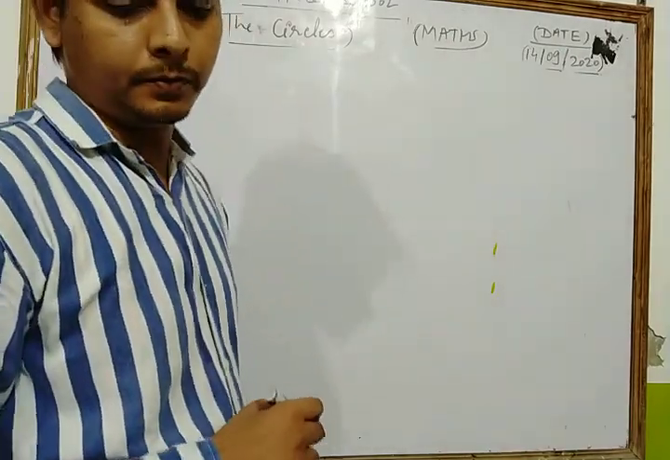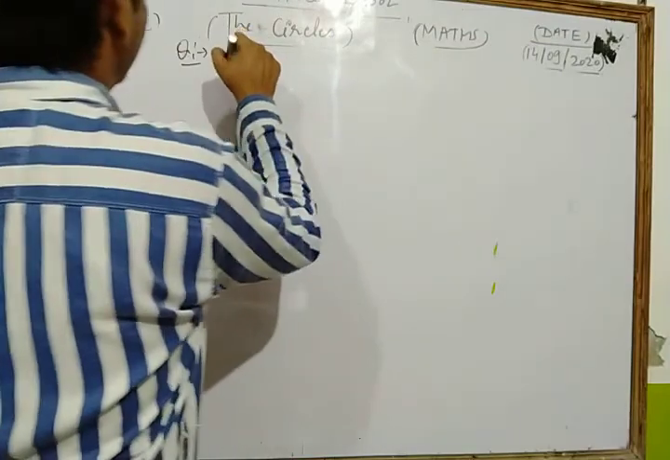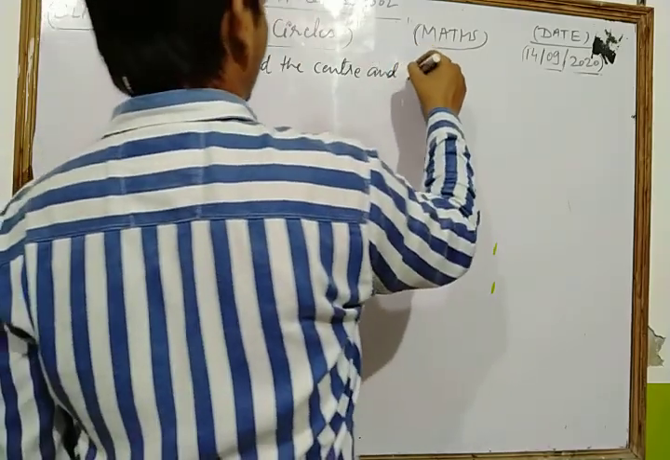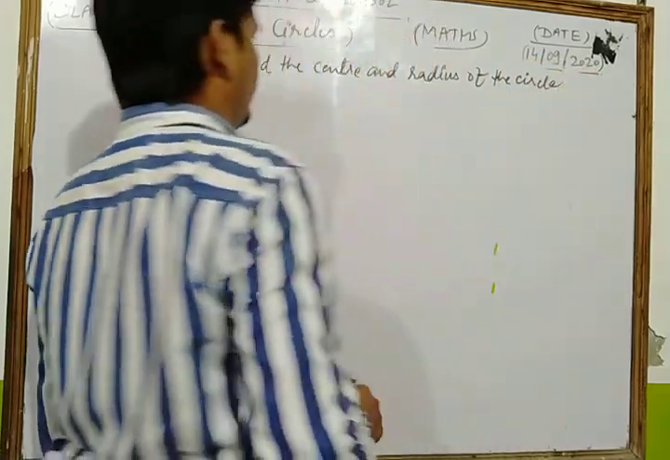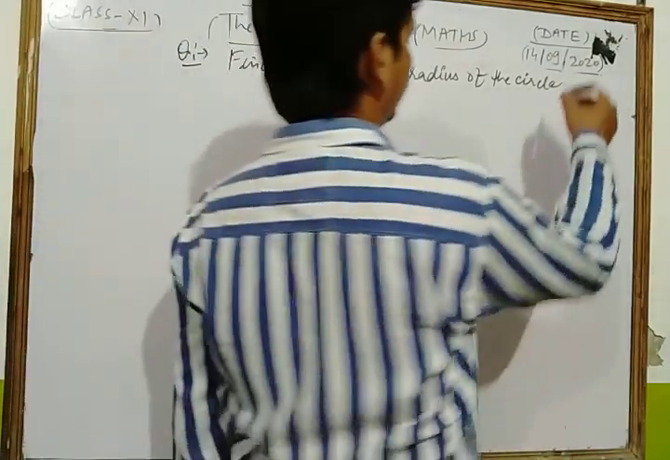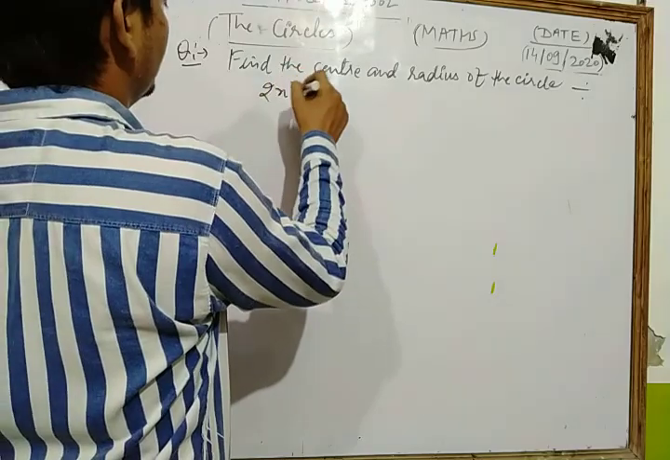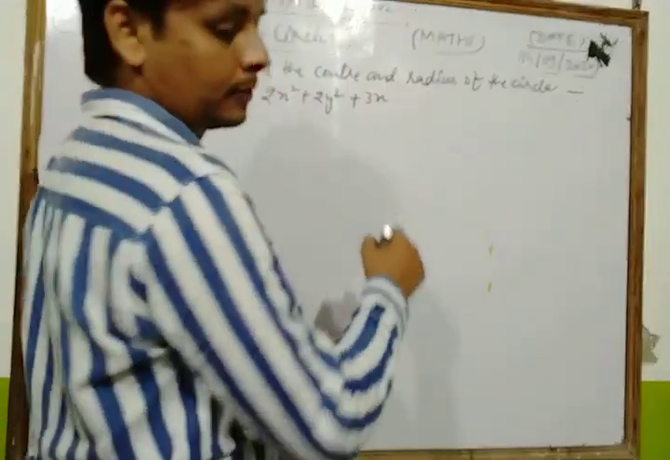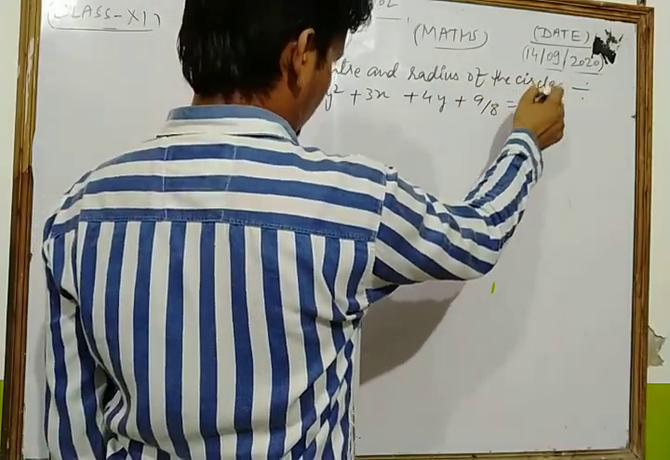Let's see a question. Find the center and radius of the circle given by the equation 2x² + 2y² + 3x + 4y + 9/8 = 0.